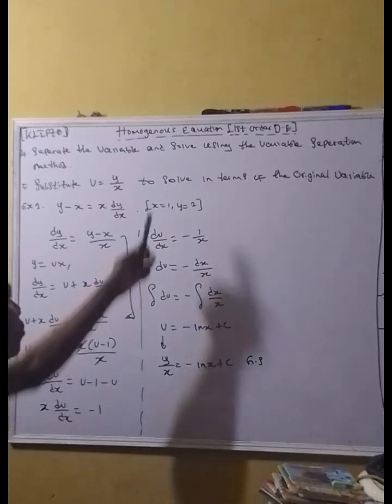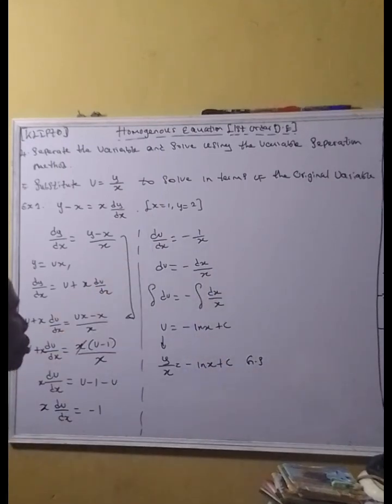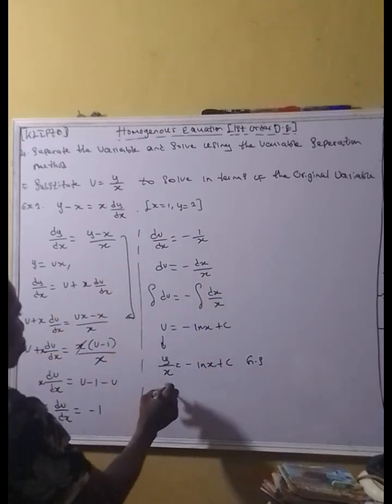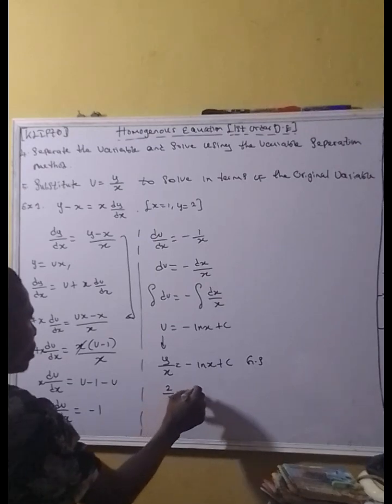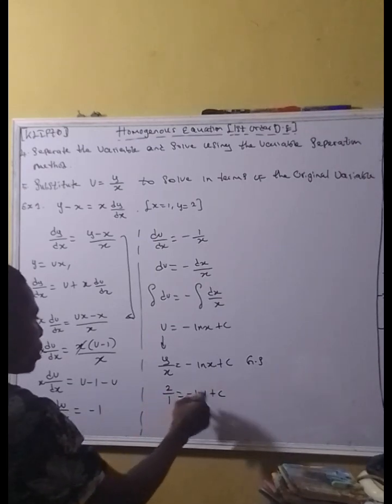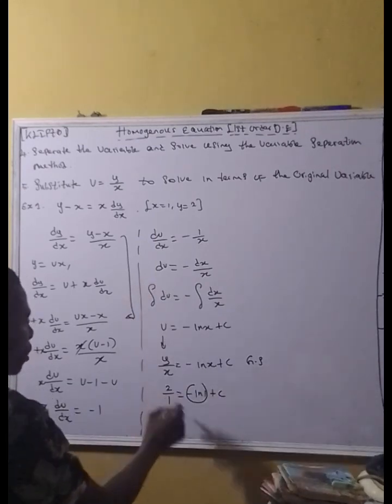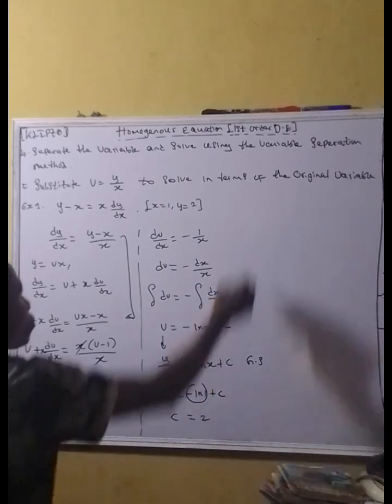But we are being given boundaries, so we have to evaluate our boundaries to find our constant. At that point you have 2 over 1 equals negative ln 1 plus c. This will give us 0. So you have your constant c being equal to 2.